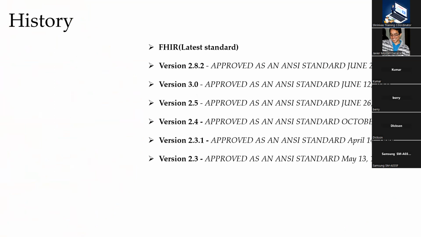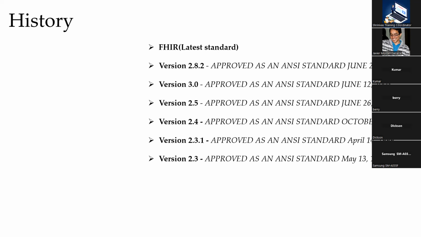As I said earlier, it all started back in the 1980s. Usage of HL7 was there in the late 1980s, but the actual version was released on May 13, 1997. That's 2.3. Then after 2 years, we had another version, 2.3.1. And then there were other subsequent releases till version 3. Version 3 was released in 2005. But version 3 was not very much welcomed by the industry.